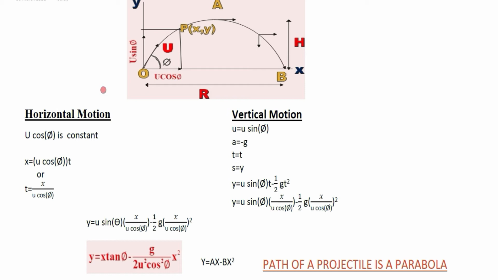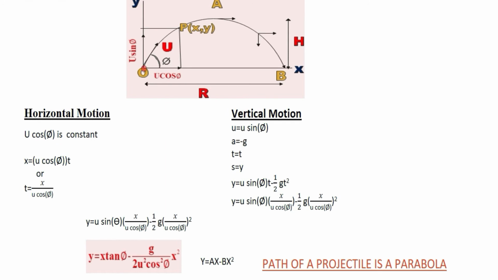Now let me assume that I throw a projectile with a velocity u, making an angle phi with the horizontal. The velocity can be resolved into two components: u cos phi along the horizontal direction, and u sin phi along the vertical direction. After time t, let P be the position of the projectile. The coordinates of this point are x comma y.